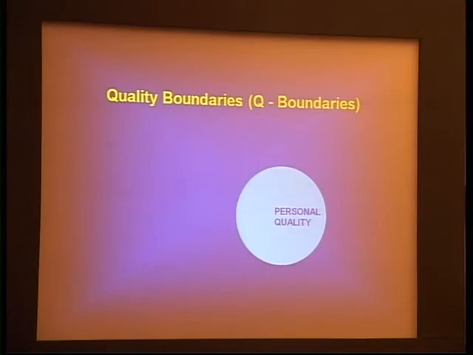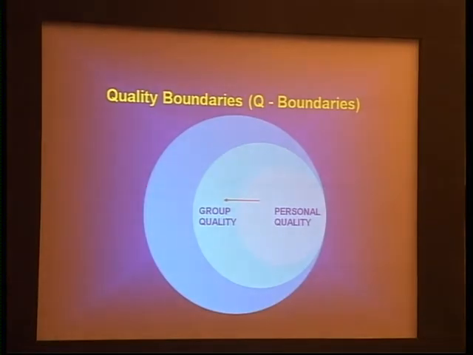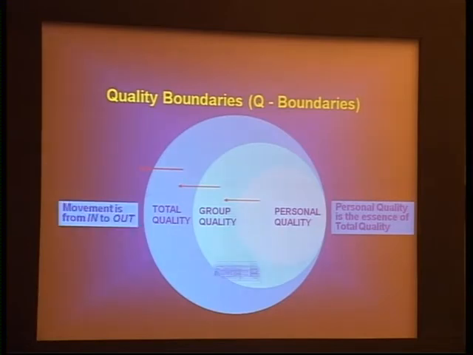We have to create boundaries on personal quality. Then comes the team quality, group quality, then comes the total quality, which is of course important. But we cannot just look at total quality management without looking at personal quality. Into out, total quality can come only from personal quality. The movement is again into out, polarity is IO, into out.